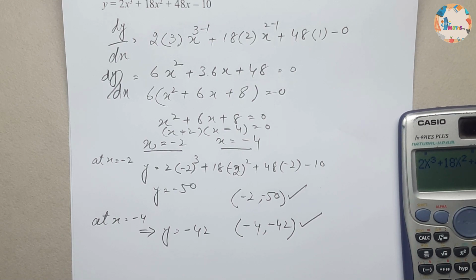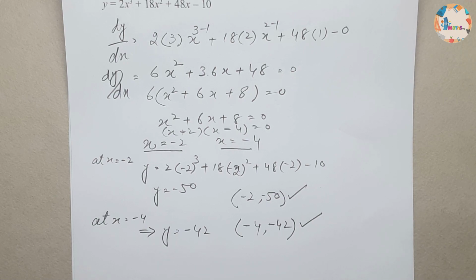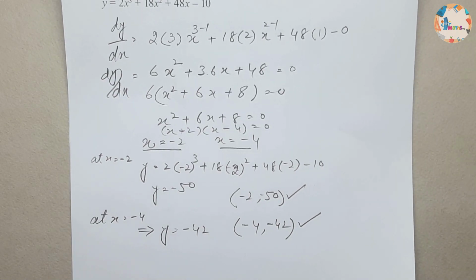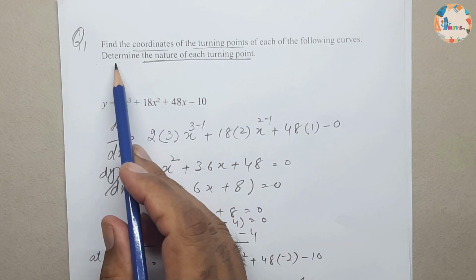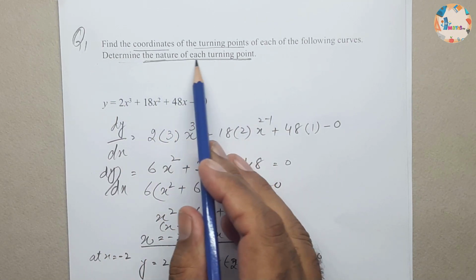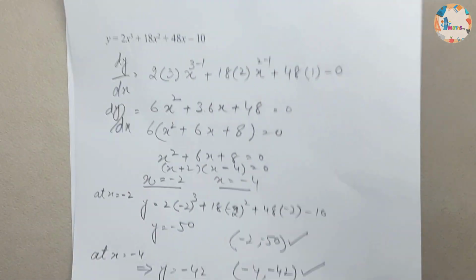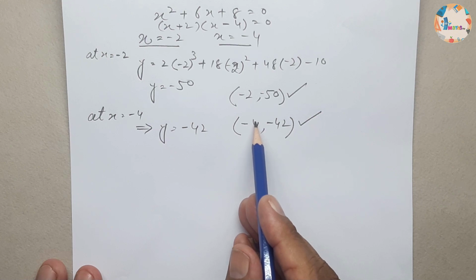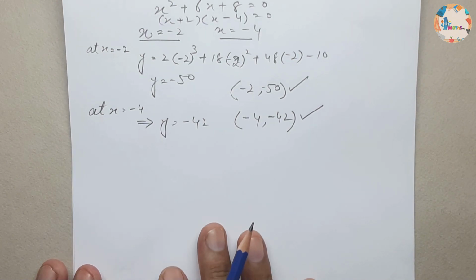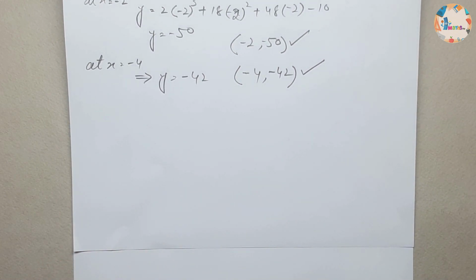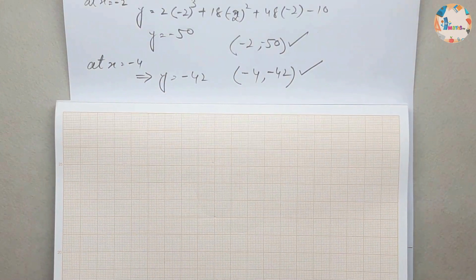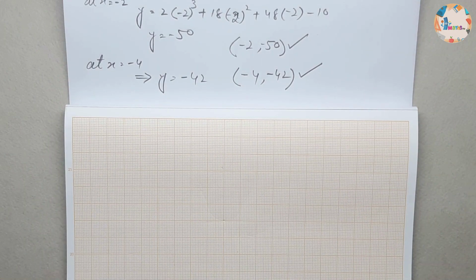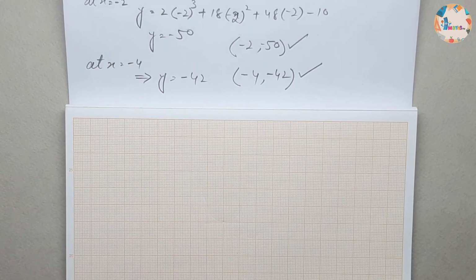These are the extreme points, like minimum and maximum, but now we have to find the nature of these 2 points, determine the nature of each turning point. So these are the 2 turning points of this equation. Now we have to find the nature of these 2 turning points. To find the nature of these 2 turning points, again what we can do, we can use graph paper, and this is how I will explain on this graph paper.